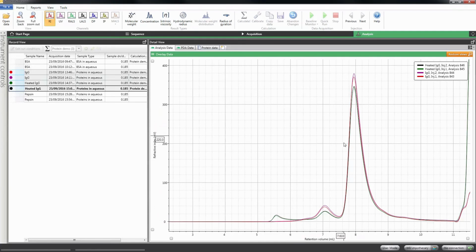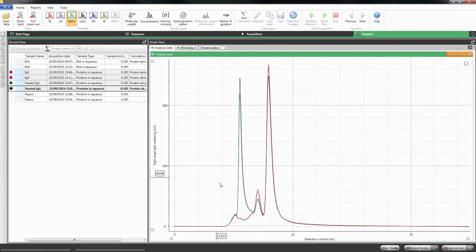But then in the black and green, the heated sample, you can see we've got this growing population of aggregates there. If I switch to the RALS detector, the light scattering detector, then you can see that difference very dramatically in the presence of those large aggregates, which of course scatter so much light.